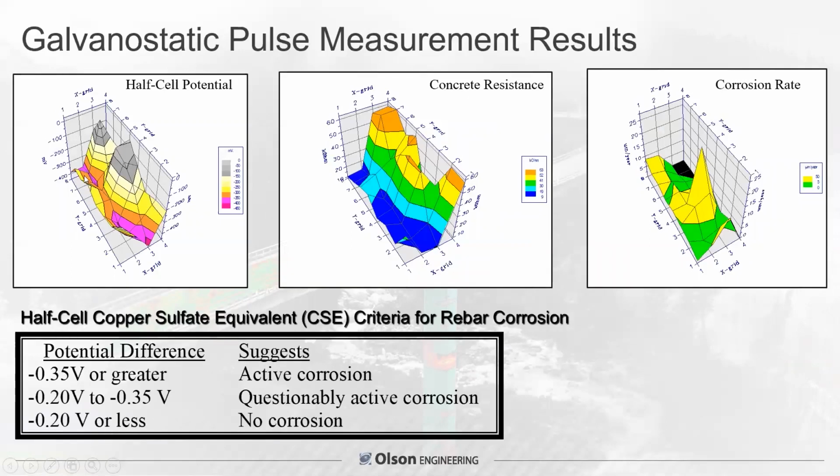The half cell potential, which when it's more negative, as this table shows, it's very likely corrosion is actively occurring right at the joint. Very negative half cell potentials of this Indiana bridge deck. Very low concrete resistance. All the de-icing salts went towards the joints, lowered the concrete resistance. And the corrosion rate was highest at the concrete resistance.